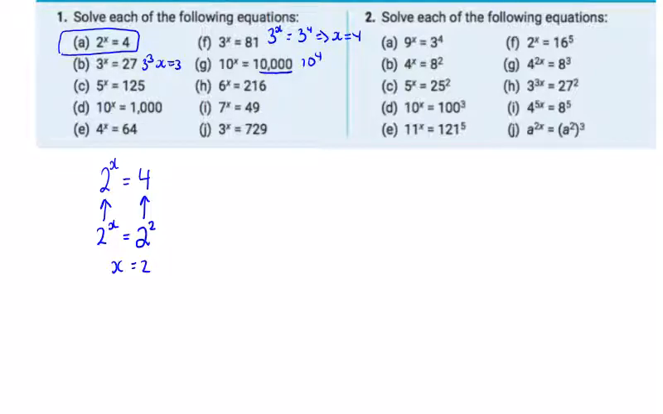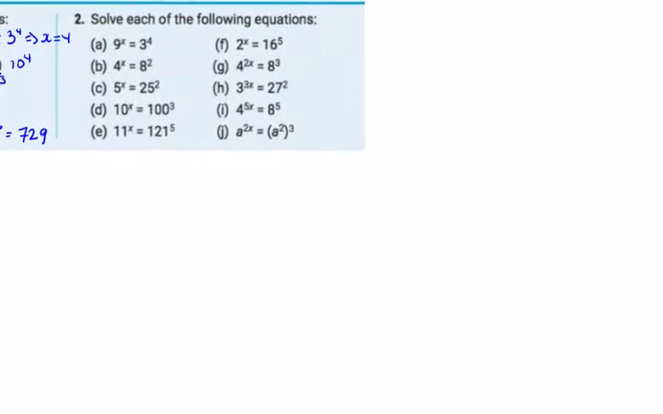X is 4. We know 5 to the power of 3, because you've learnt them off, is 125. X is 3. 6 to the power of 3 is 216. You've learnt that off as well. I have 3 zeros, so that's 10 to the power of 3. 7 squared is 49. 4 to the power of 3 is 64. And 3 to the power of 6 is 729. Okay, nice and easy. You're telling me these are too easy.